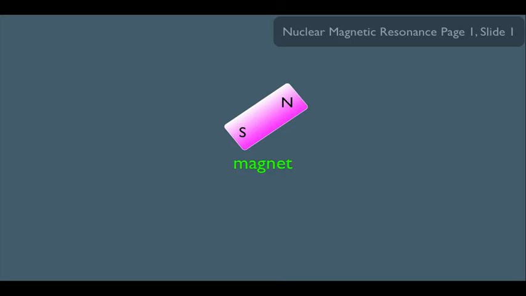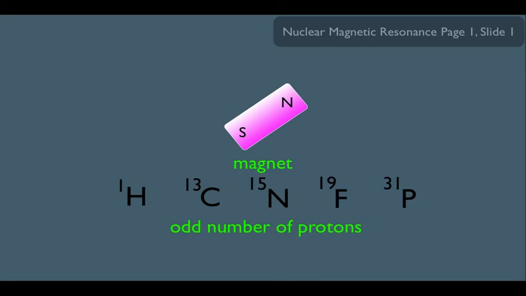But they're not the only atoms that can behave like magnets. Technically, any one of these atoms right here can behave as a magnet. The key features are having an odd number of protons, or an odd number of neutrons, or simply both. Any atoms with these characteristics will behave like a magnet.